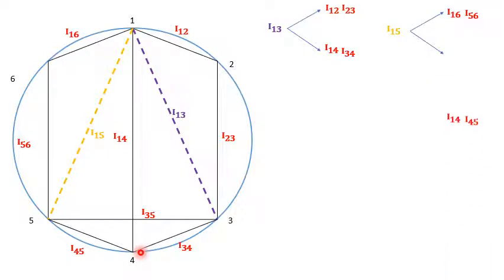So it splits into two triangles: I16, I56, I14 and I45. So easily by using these four instantaneous points, we can locate I15.